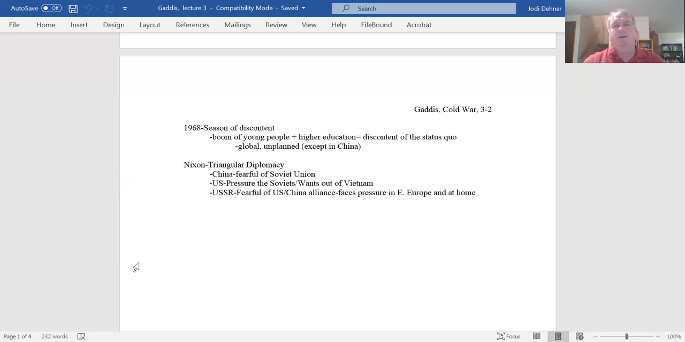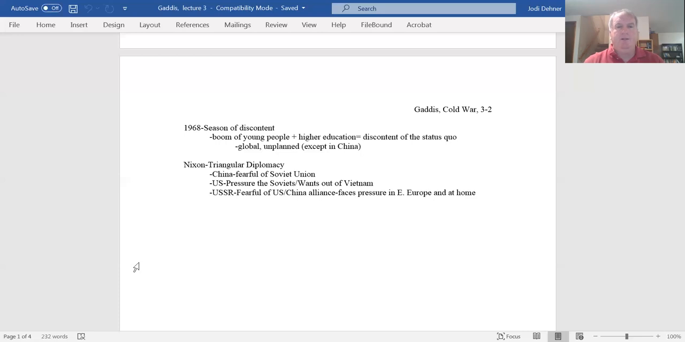So what did China want? China's fearful of the Soviet Union. The tensions between the Chinese and the Soviets were ratcheting up. The Soviets have, by this early 1970s, an enormous nuclear stockpile that represented a direct threat to China.